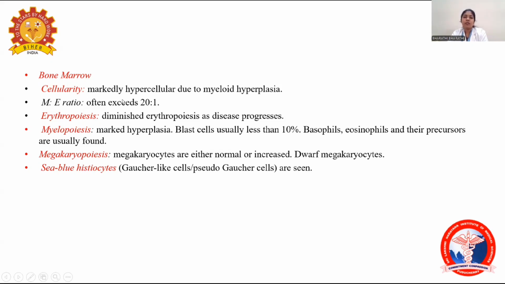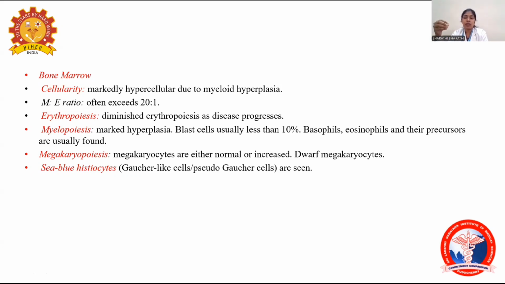I repeat, the marrow is markedly hypercellular due to myeloid hyperplasia. The myeloid erythroid ratio often exceeds normal, that is 20:1. Erythropoiesis is usually decreased as the disease progresses. In the early stage, it will be normal. As the disease progresses, there will be decreased erythropoiesis, as a result of which the patient will have anemia. The anemia is usually normocytic, normochromic anemia.